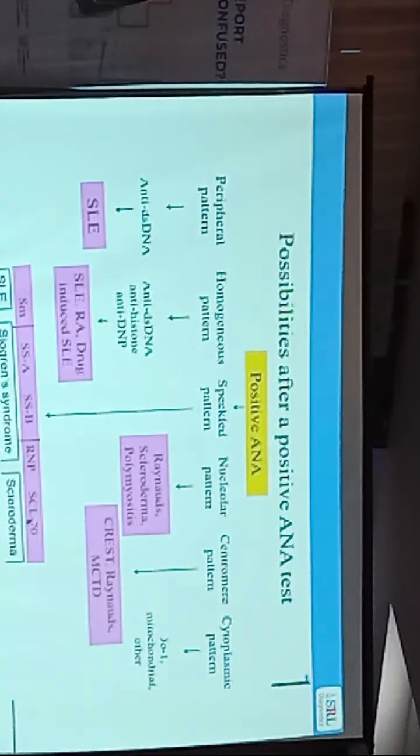Likewise, the nuclear pattern you can see in Raynaud's, scleroderma, polymyositis. Centromere pattern you can see in CREST, Raynaud's and mixed connective tissue disorder. Cytoplasmic pattern is seen in non-collagen vascular diseases. It is usually seen in myositis, or AMA, anti-mitochondrial antibodies, seen in primary biliary cholangitis.